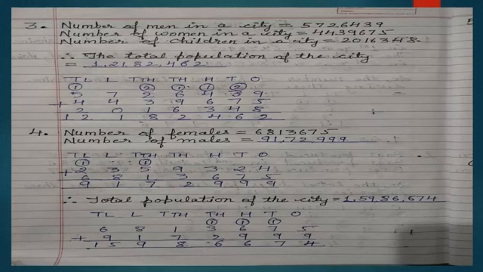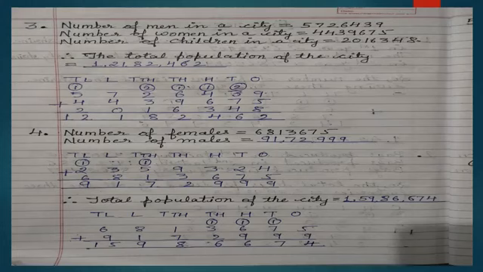So the steps should be like this: the number of men in the city, then the number of women in the city, then the number of children in the city, then the total population of the city is equal to the sum; you have to add all the numbers of men, women and children. After adding each number, you get the sum.